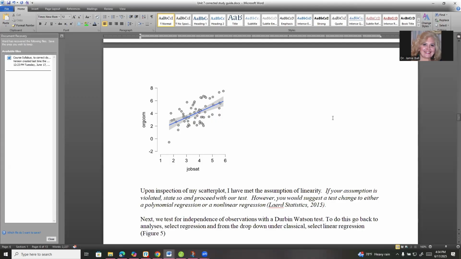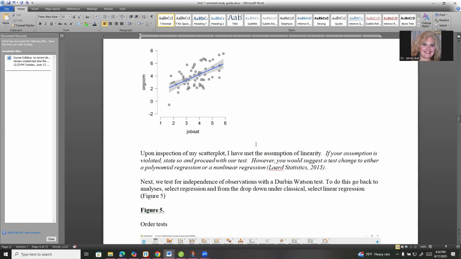If your assumption is violated for the paper from me, I want you to state so and proceed with your test. However, in real life, you would suggest a test change or you'd transform your data. In this case, if this was violated, I would either do a polynomial regression or a nonlinear regression. I'd probably pick polynomial.